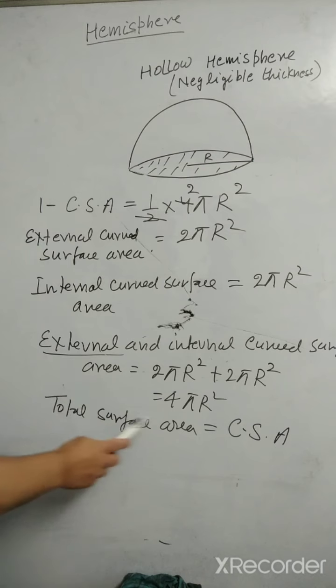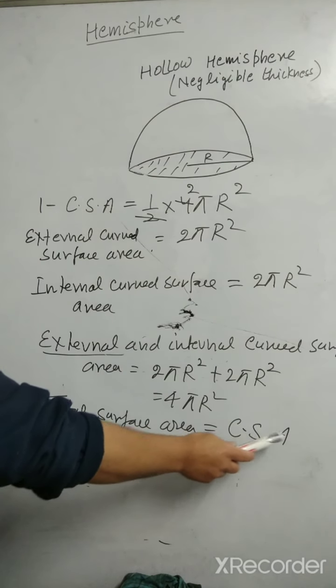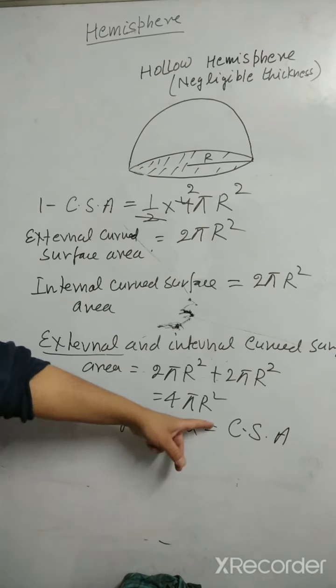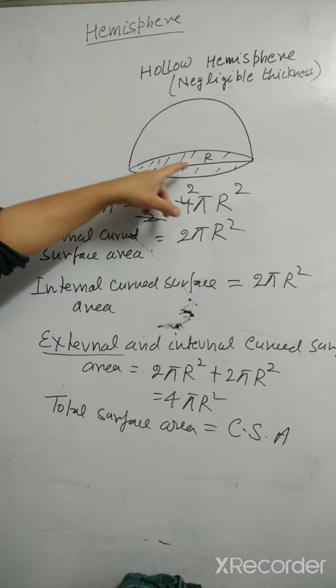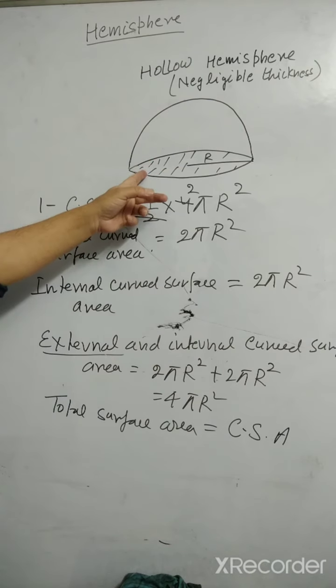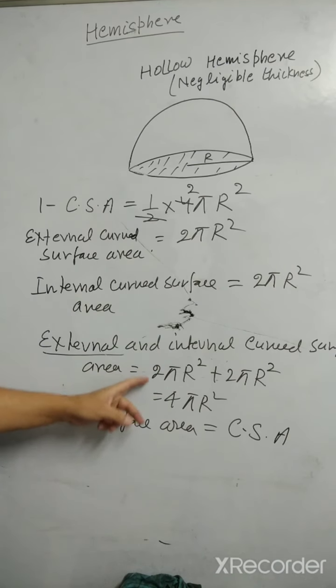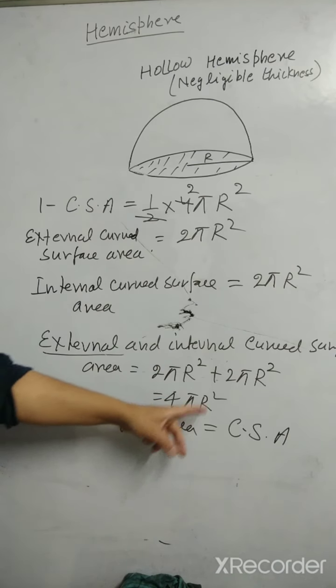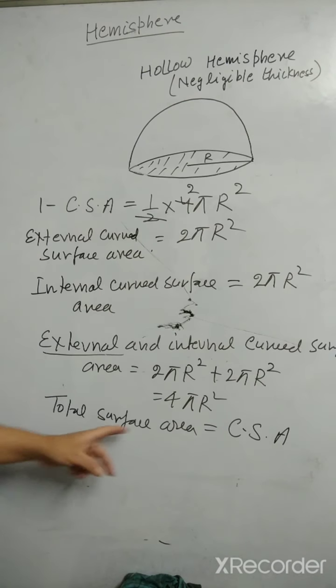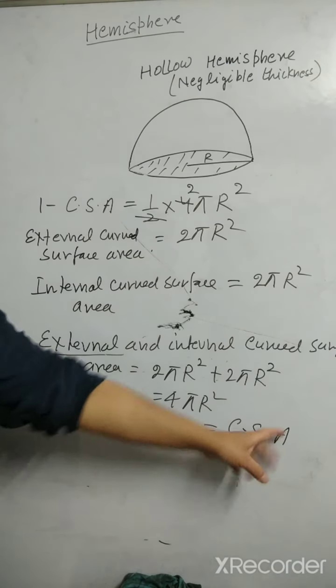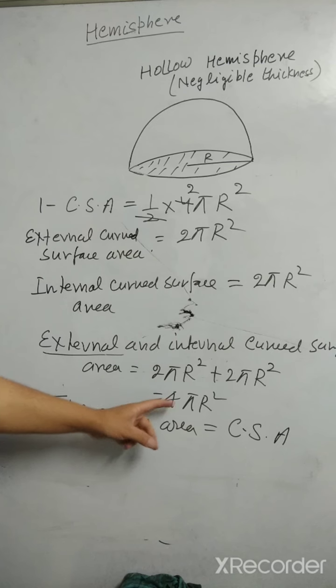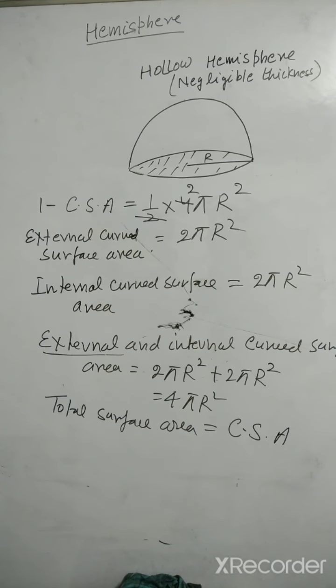So total surface area will be equal to what? Curved surface area, right? Because there is no base. It's hollow. It's just like a bowl. Right? So the external curved surface area plus internal curved surface area is equal to 4 pi r square. And total surface area is equal to curved surface area. So that will again be equal to 4 pi r square.